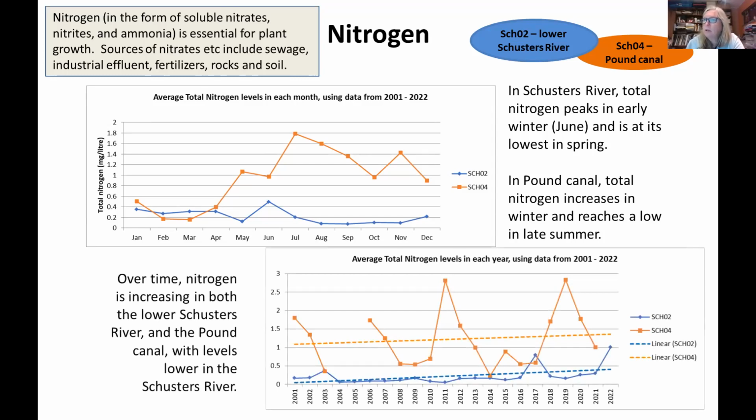And then also over time, nitrogen is increasing in both the Lower Schusters River and the Pound Canal, with levels considerably lower in the Schusters. And yeah, it's increasing slightly. The levels are still sufficiently low in the Schusters not to be worried about at this point.